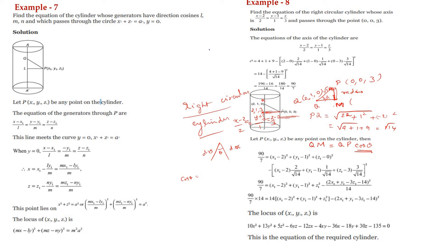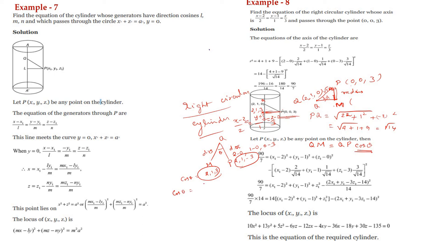We want QM and QP. Having got P and Q, the DRs of PQ are given by 2 minus 0, 1 minus 0 and 0 minus 3. So you have 2, 1, minus 3 as the DRs of PQ. And the DRs of QM are given by 2, 1, 3. So this is known and this is known, so cos theta can be easily obtained.